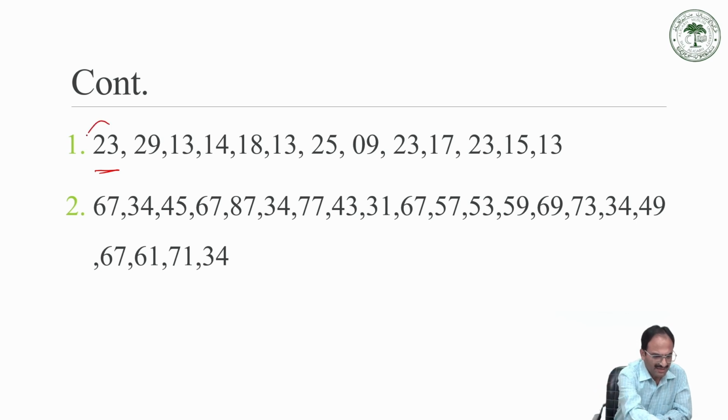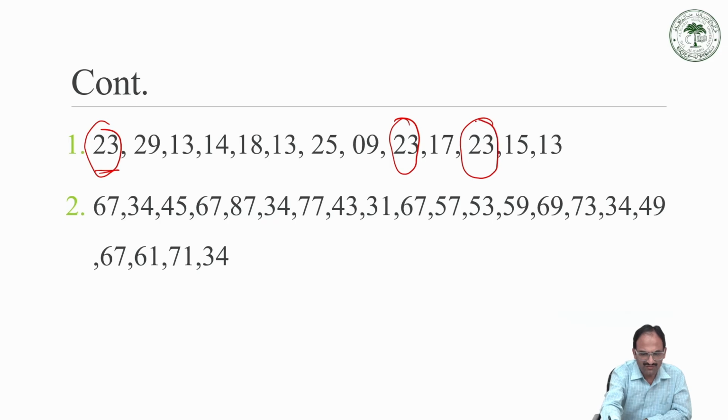How? Here it is 23. If you move forward, you will find here it is 23. Further, if you move forward, you will find 23 a third time. So in this data set, is 23 the only number which is repeating more than once? Can you see? Is there any number which is repeating itself more than once? Yes. How? 13.